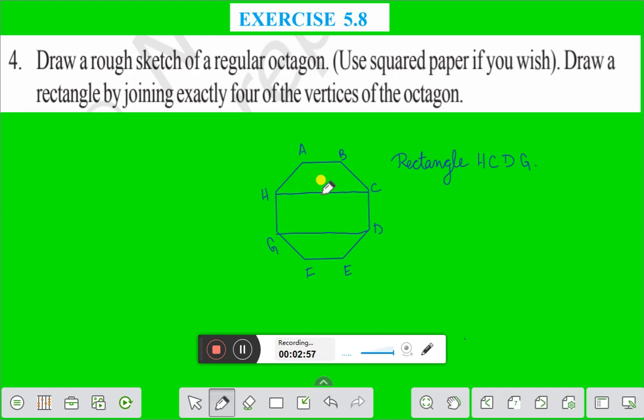A rectangle has opposite sides equal and all the angles are 90 degrees. That is a rectangle. Here is the rectangle HCDG.